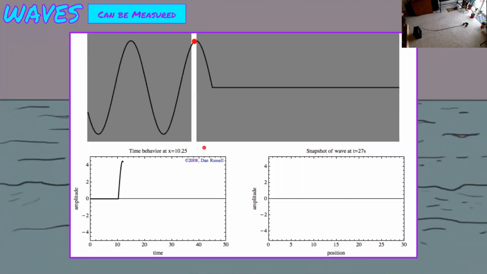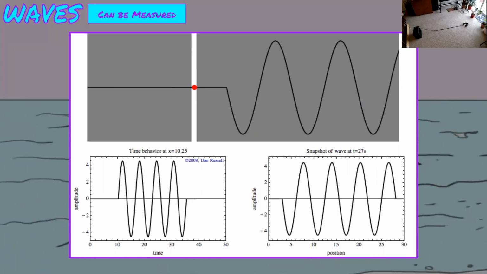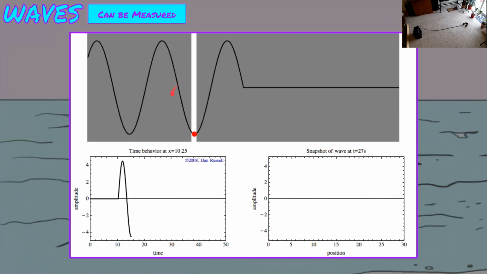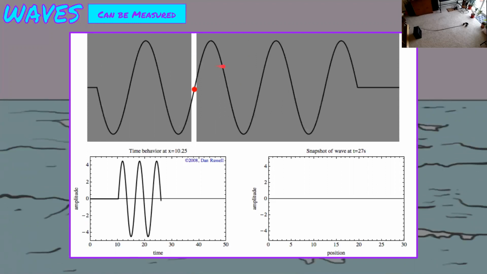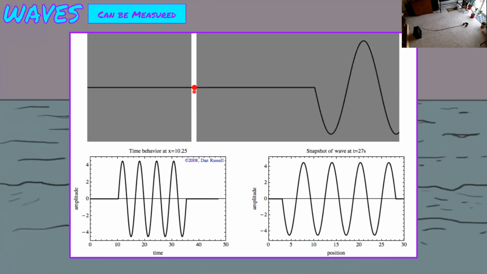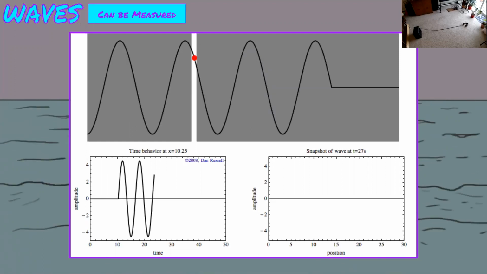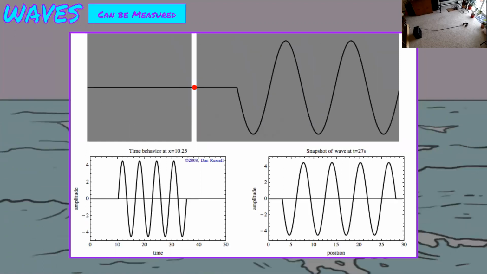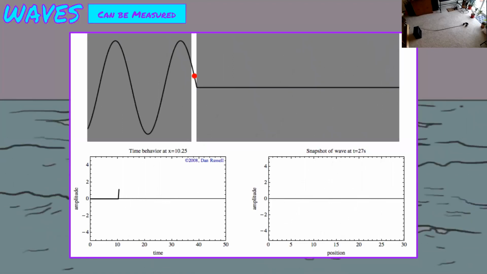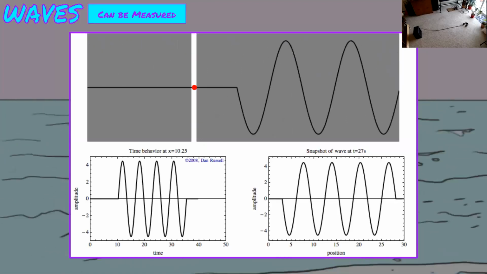Let's talk about different ways that waves can be measured. What we have here in this top GIF is a wave on a string. And what this white bar here is doing is tracking a particular point on that string. Remember, with waves, the actual material isn't moving down the string. It's the energy or the wave that's moving down the string. The particles themselves, in this transverse wave, are only moving up and down.